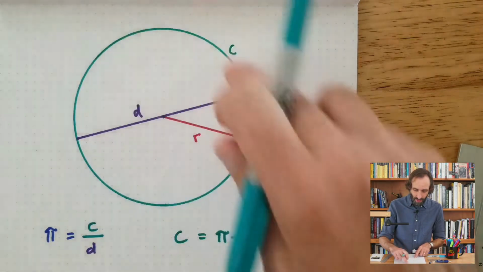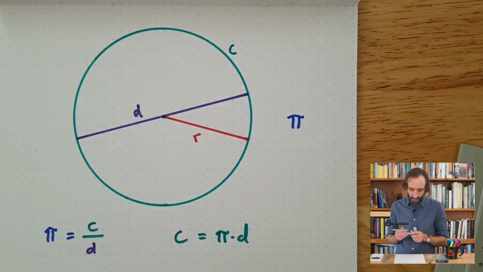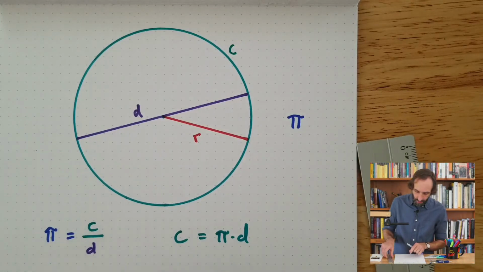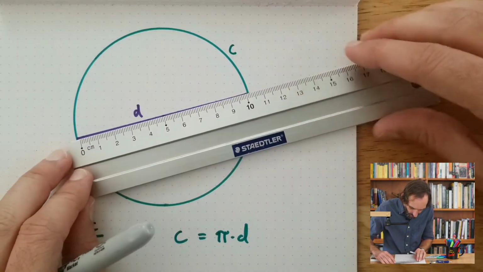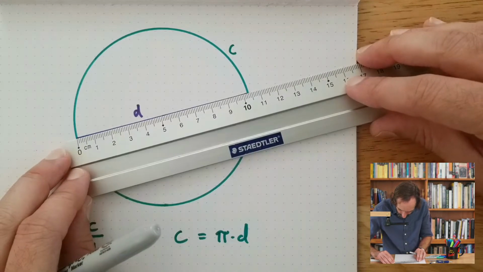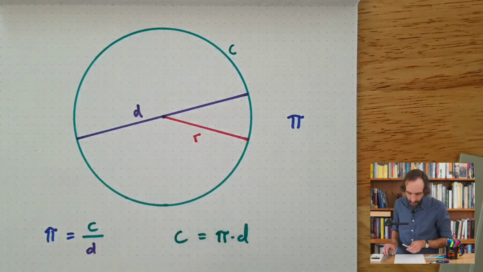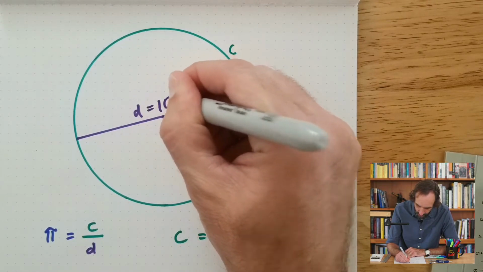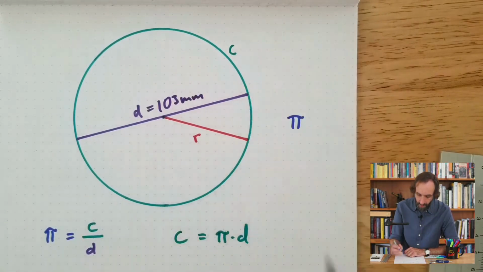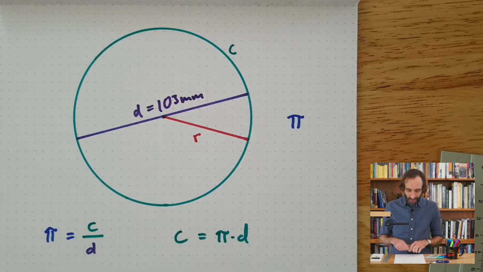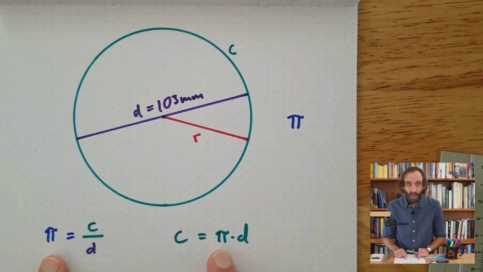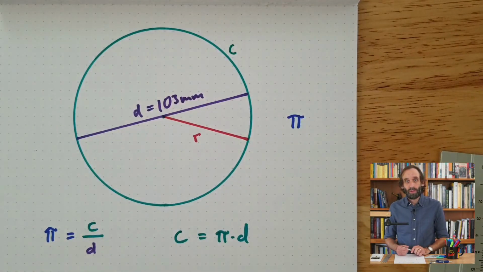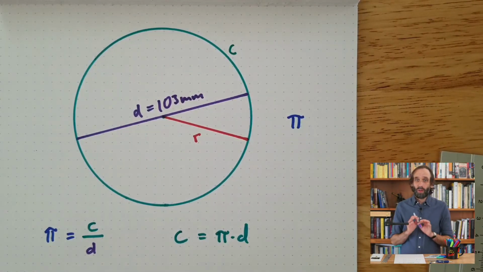What if I want to know the circumference of this circle right here? I already measured that the diameter was about 103 millimeters, I believe. Yep. So let's go ahead and write that in. 103 millimeters. But without knowing the value of pi, I'm not going to be able to determine the circumference of the circle.